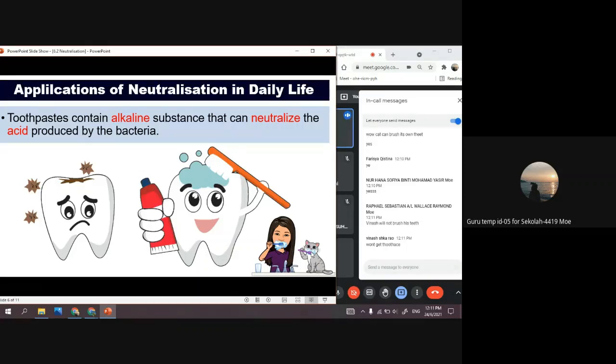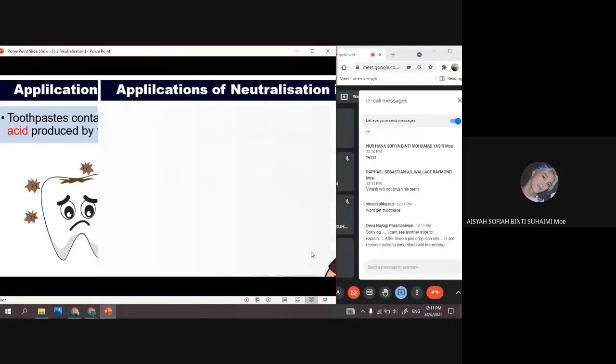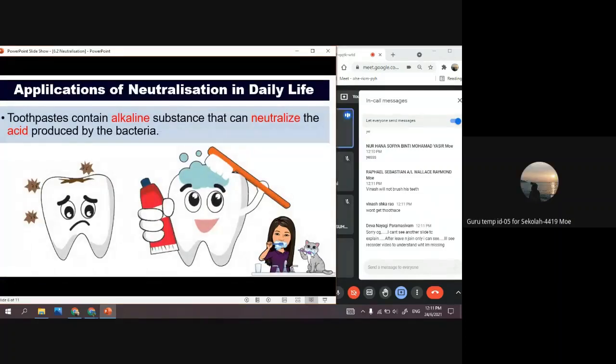Okay, so why didn't we use neutral substance instead to brush our teeth? Maybe we can use salt as our toothpaste. Kenapa mesti alkaline? Alkaline substance. Sebab mulut kita ada asid. Yes, betul, because dekat gigi kita ni sebenarnya ada acid, okay? Dari mana acid tu datang? Okay, daripada bacteria inside our mouth, okay? It comes from the food that we eat. This bacteria come from the food that you eat.